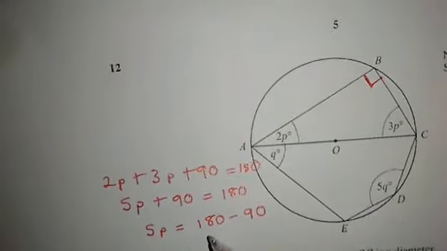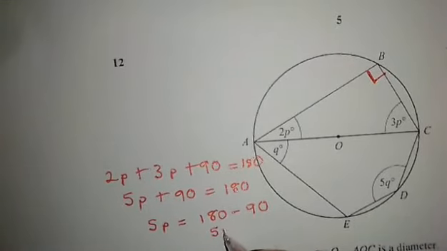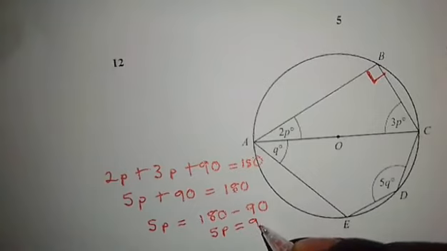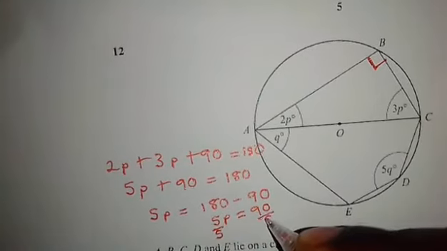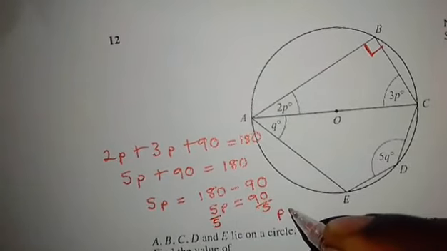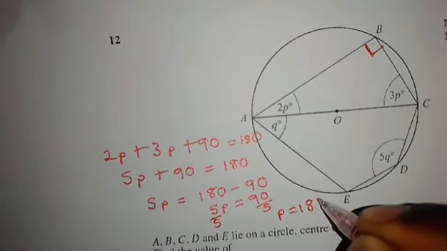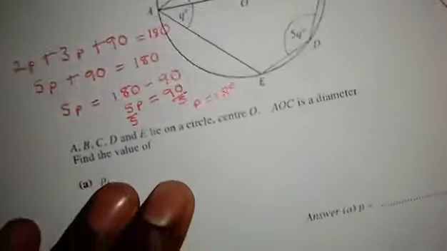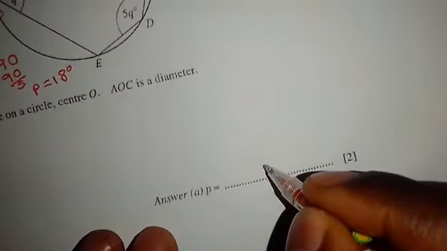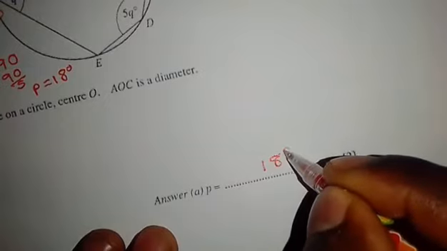So here we get 5P is equal to 180 minus 90, which is 90. Then we divide both sides by 5, so 5 into 90 goes 18. So it means that P is equal to 18 degrees. I hope you are listening, class. So I write my answer for 2 marks: P is 18 degrees.